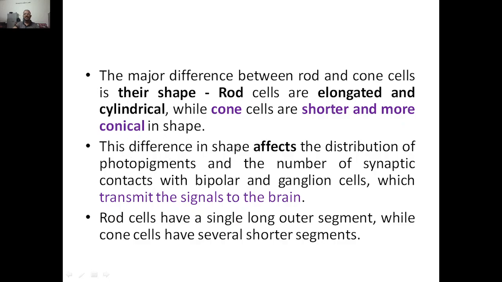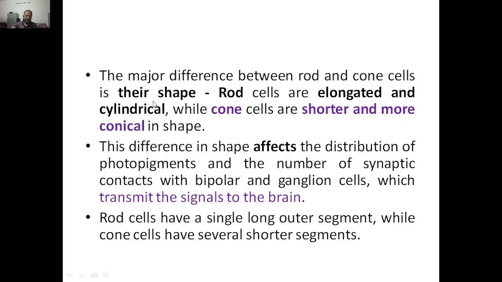This difference in shape affects the distribution of the photopigments and the number of synaptic contacts with bipolar and ganglion cells, which transmit the signals to the brain. As we have discussed, once there is light absorption, the rod cells as well as cone cells initiate a series of events, right? The series of events is nothing but what? To activate the neural signal.